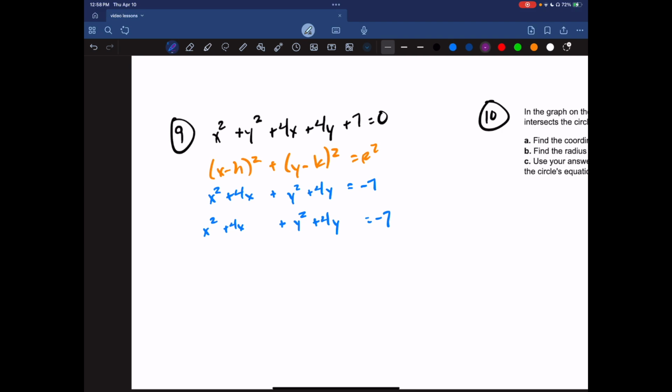And then let's take a look. I'm going to take that middle term. For the x's, it's 4. I'm going to divide by 2. 4 divided by 2 is 2. And then I'm going to square my answer. So 4 divided by 2 is 2, and then 2 squared is 4. So I'm going to add 4 to both sides, because whatever you do to one side, you do to the other side, which keeps it balanced.